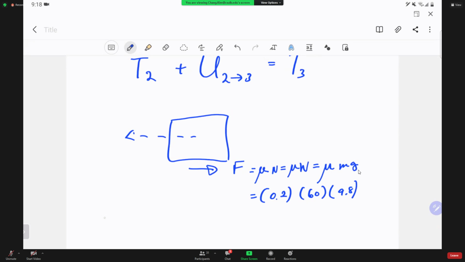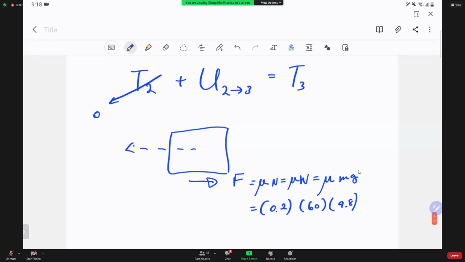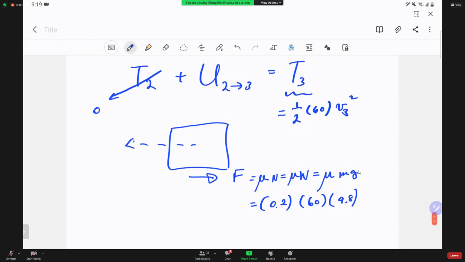So T2 is 0 because it stopped briefly. And this is going to be equal to 1/2 times mass 60 times the velocity of 3 squared. Okay, so let's go ahead and do that.